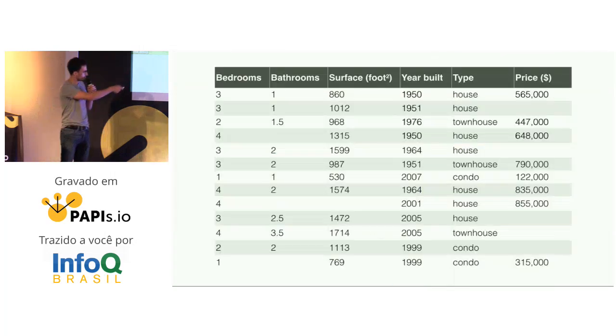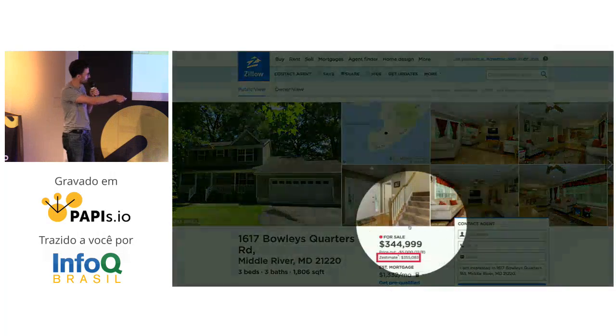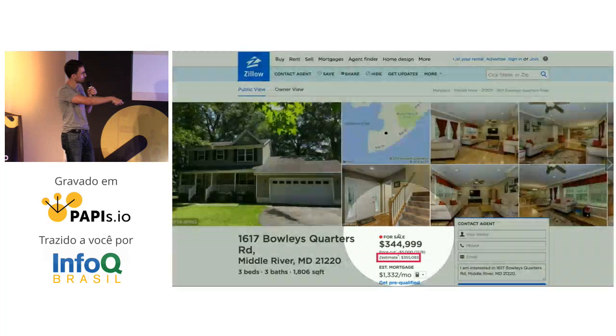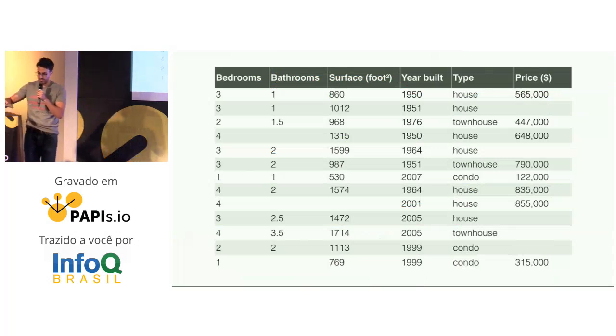And they've got this thing called the Zestimate. Zestimate, it tells you, in this case, it's pretty similar to the asking price. Right. And the problem associated to that is a regression one. You try to predict the price.